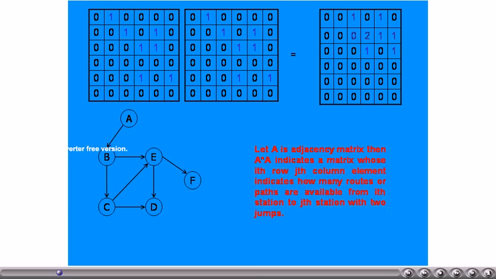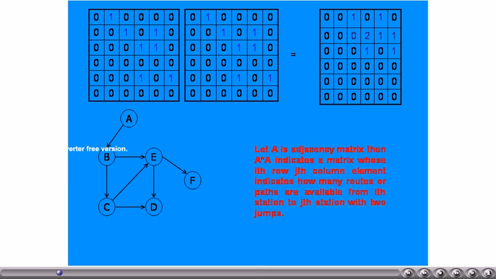What will it convey? It conveys whether from one station to another station there is any path with two jumps, or by traversing two edges, can we reach from one station to another or not. That is the information it conveys. For example, in the resultant matrix, the second row fourth element value is 2, indicating that there exist two routes from B to D with two jumps. You can verify the same in the graph.